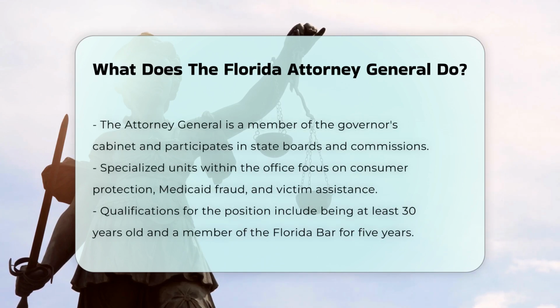The Attorney General also manages several specialized units within the office, including those focused on consumer protection, Medicaid fraud, and victim assistance programs. The Attorney General must meet specific qualifications, including being a qualified elector, at least 30 years old, a resident of Florida for at least 7 years, and a member of the Florida Bar for at least 5 years.